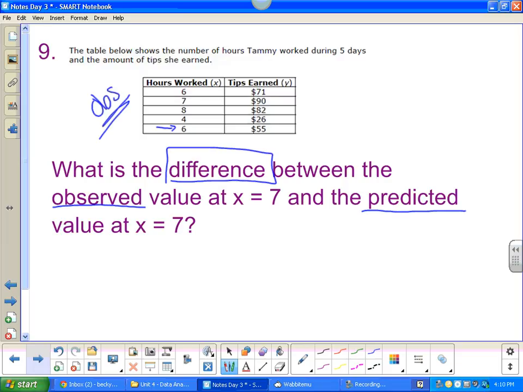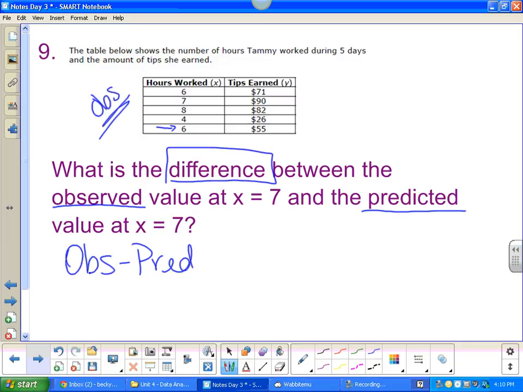So when she worked 7 hours, how much did she actually make minus how much we would have predicted her to make. So we want to see if it was a good night or an off night. Okay, so the first thing I'm going to do is write observed minus predicted.